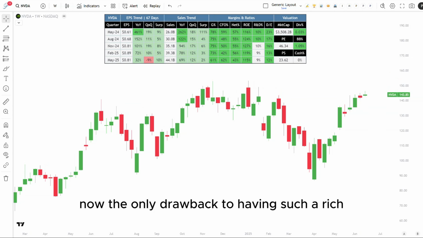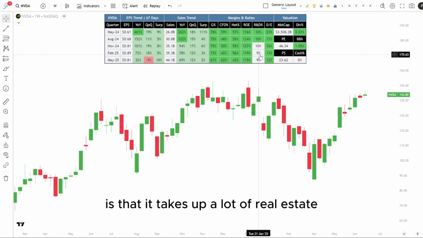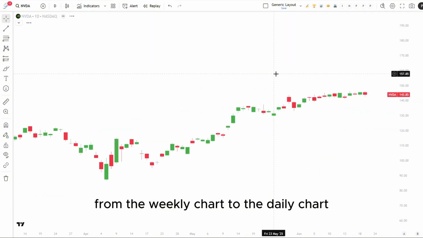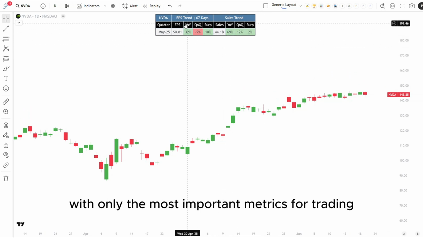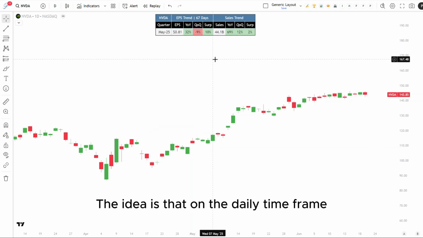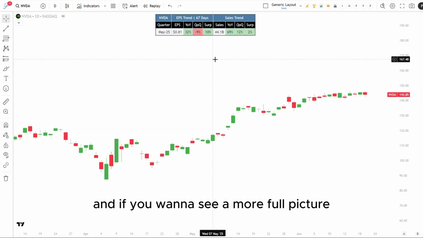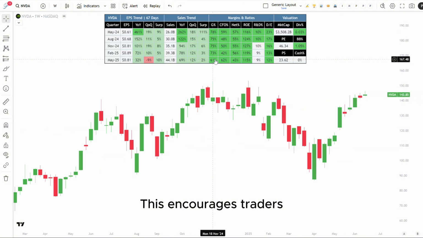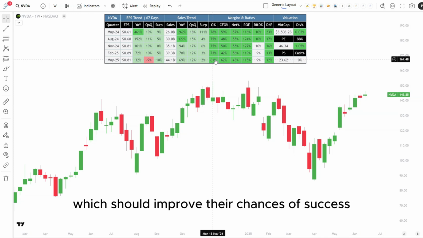Now, the only drawback to having such a rich source of fundamental information on your chart is that it takes up a lot of real estate. So for that reason, if you navigate from the weekly chart to the daily chart, you will see a slimmed down version of the table with only the most important metrics for trading. The idea is that on the daily time frame, we just want to show you a glimpse into the fundamentals. And if you want to see a more full picture, you can navigate back to the weekly chart. This encourages traders to check multiple time frames before taking a trade, which should improve their chances of success.